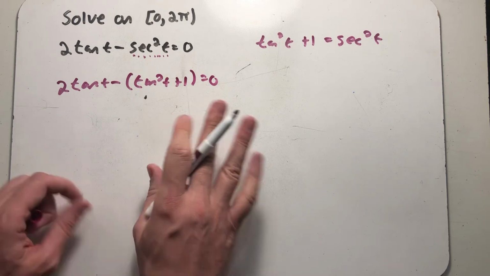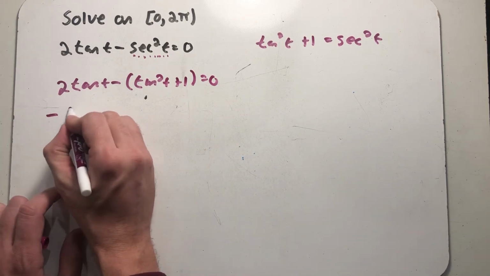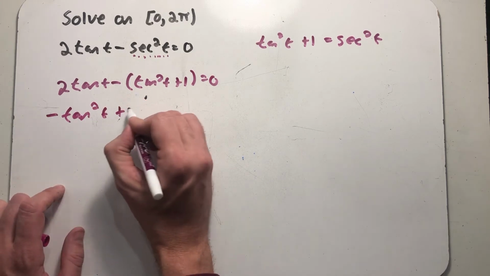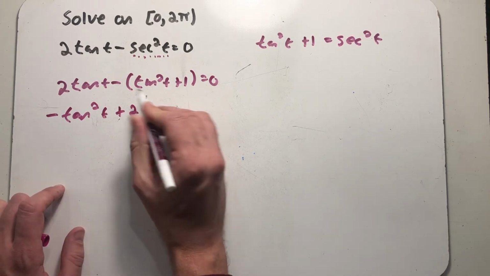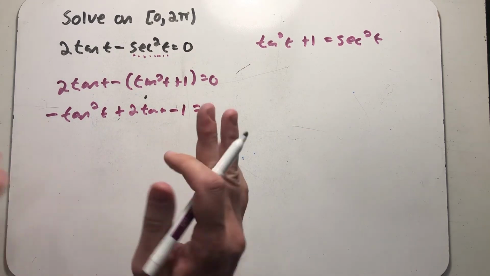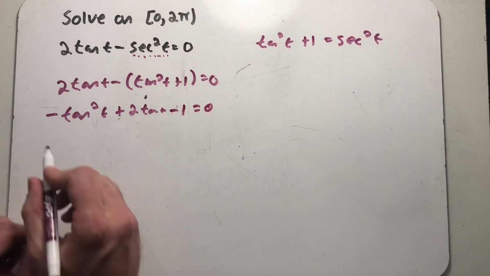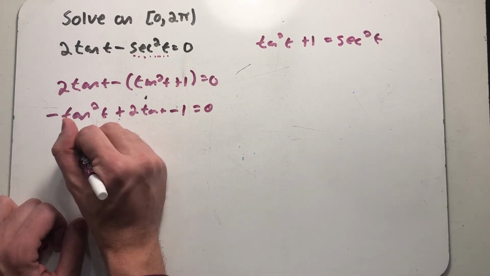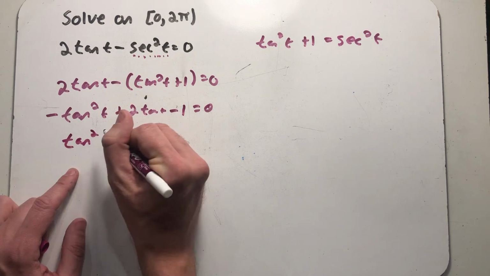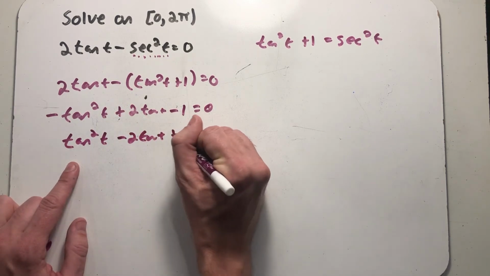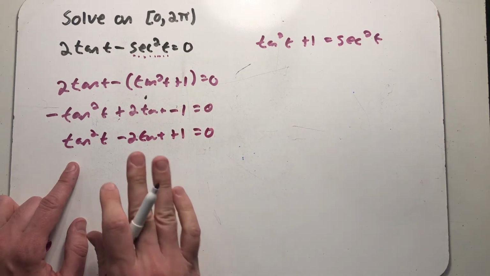I'm going to distribute things through and rewrite this in a pretty standard quadratic form. So I'd have a minus tangent squared t plus 2 tangent t minus 1 is equal to 0. Now, I'm a little better dealing with quadratics when the leading coefficient is a positive 1, so I'm going to multiply both sides of this equation by a minus 1, giving me a positive tangent squared t minus 2 tangent t plus 1 is equal to 0.